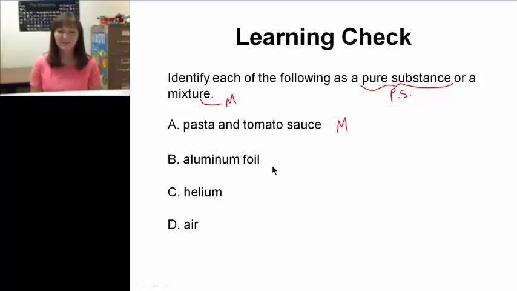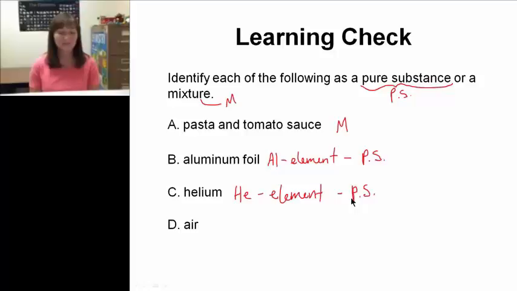Aluminum foil. Well, if you go look on your periodic table, aluminum is actually an element. It's a capital A, lowercase l. So if it's an element, does that mean it is a mixture or a pure substance? And hopefully you would think about that flow chart and say, oh, elements are a subgroup of pure substances. Helium also is an element on the periodic table, and since it's an element, it makes it a pure substance.